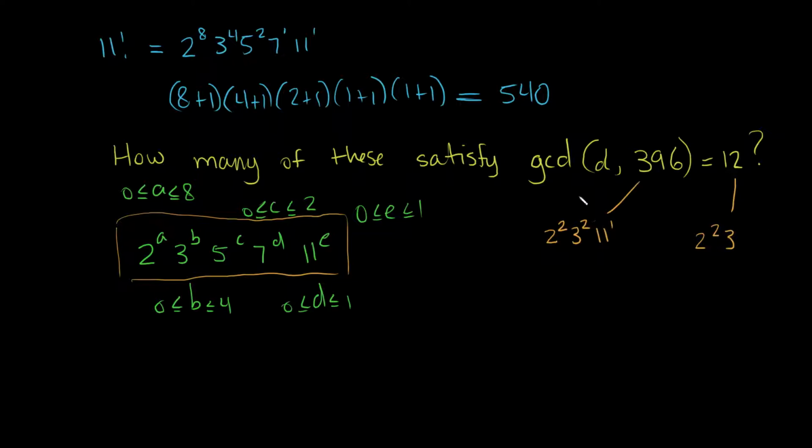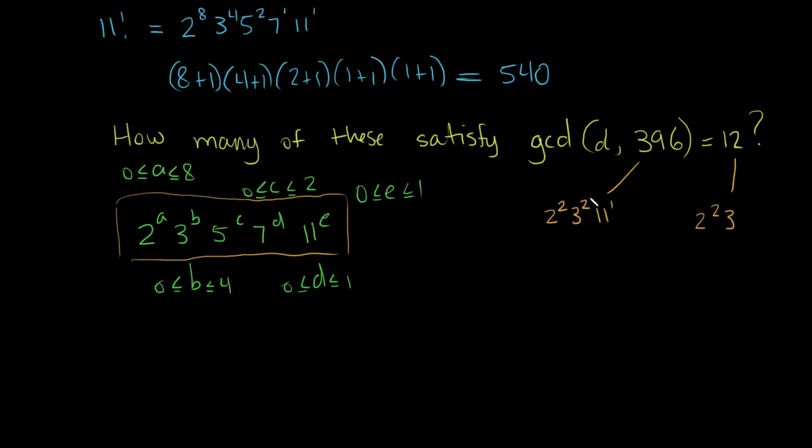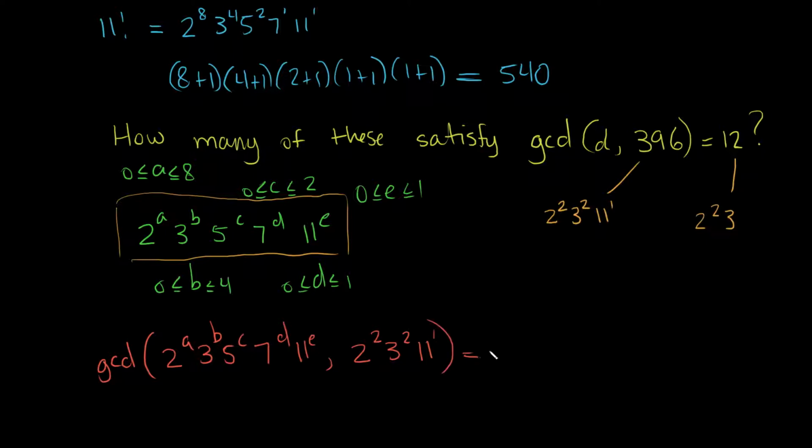Really, what we're asking, if we're asking for factors d that satisfy this, is actually: how many cases are there for which the GCD of a number in the form 2 to the a, 3 to the b, 5 to the c, 7 to the d, and 11 to the e, where all of these constraints still hold, with the number 2 squared times 3 squared times 11 to the power of 1, equals the number 2 squared times 3 to the 1. Now, in this more general form, it might be easier to start to get at the solution.